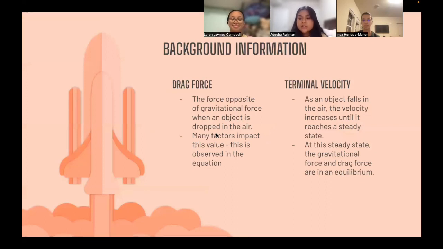Background information. Drag force is defined as the force opposite of gravitational force when an object is dropped in the air. Many factors impact this value, and we will get to this in the next slide. While the object falls in the air, the velocity increases due to the gravitational force being greater than the drag force initially. However, at a certain point, the forces are equal to each other, and the object will reach a constant velocity that is otherwise known as terminal velocity.